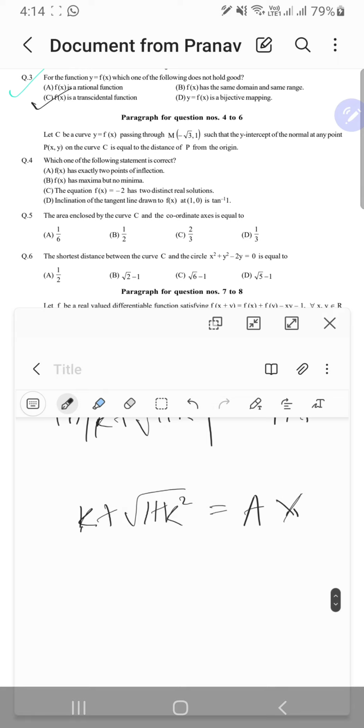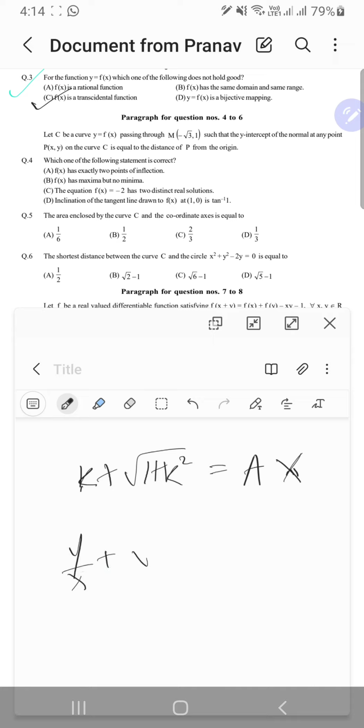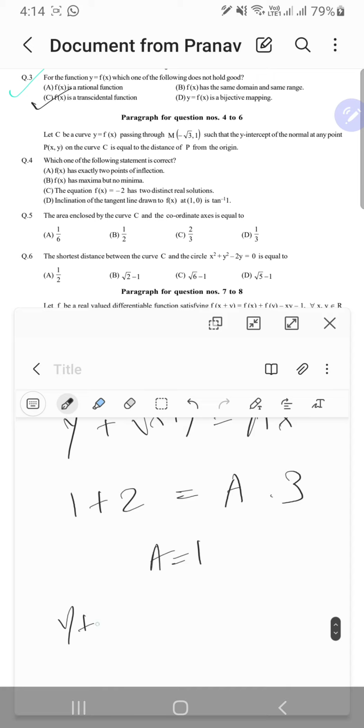So they are saying that negative square root 3 comma 1 satisfies this thing, right? Because it sits on this curve. Maybe I should first of all write it like this: y upon x plus square root of x squared plus y squared upon x, right? So this gets cancelled. Cool. And what they are saying is that negative square root 3 comma 1 sits on this. So 1 plus square root of 3 plus 1, so it's going to be 2. A times 3, of course. So A is 1. So we just have y plus square root of x squared plus y squared equal to x squared.